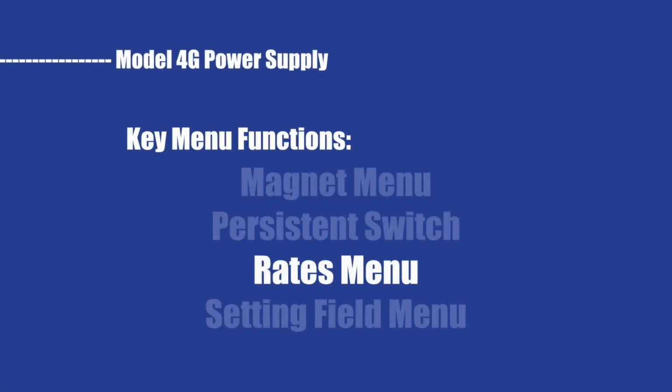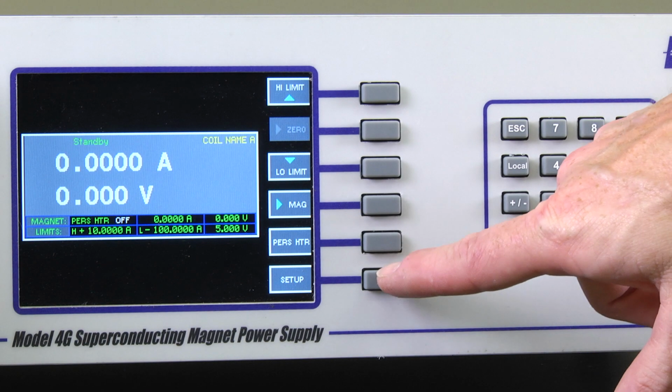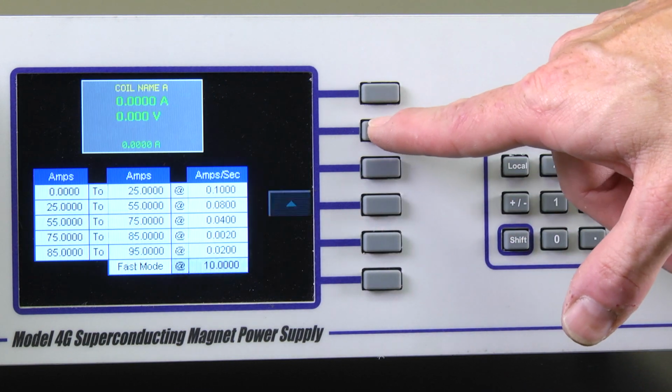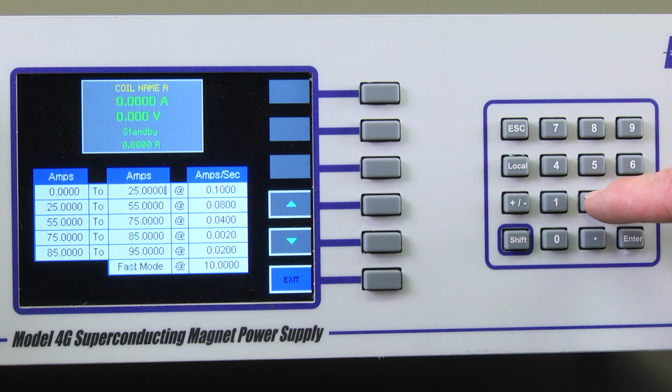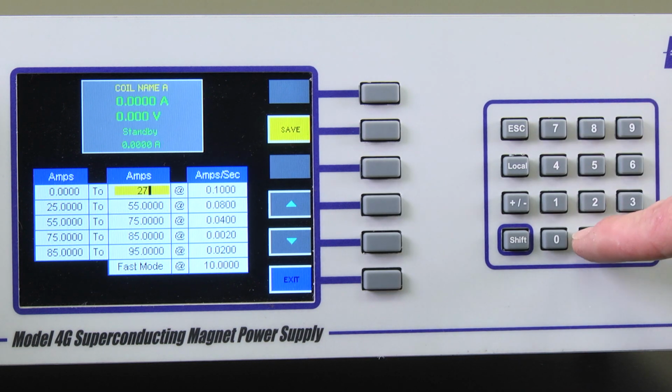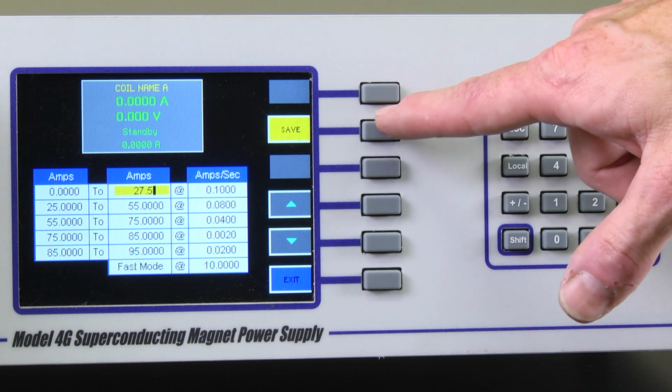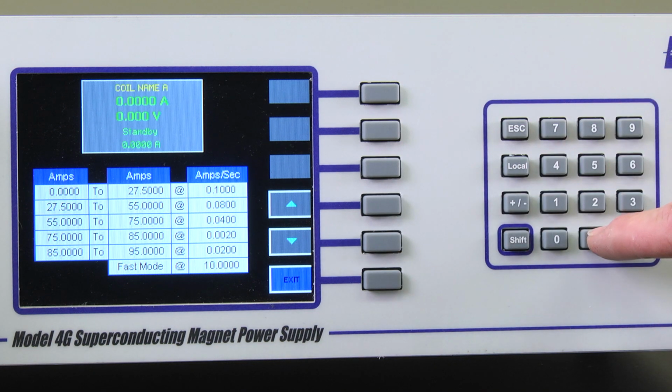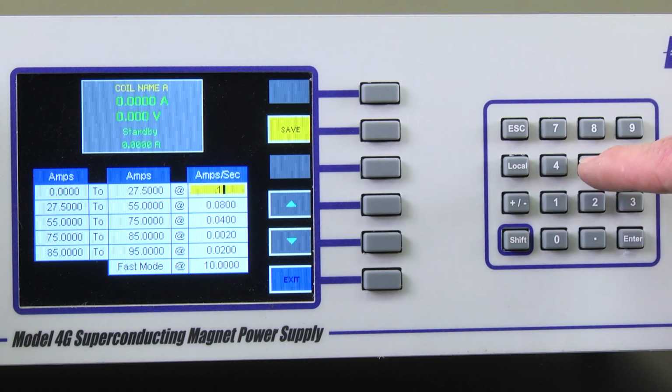Rates menu. Next in the Rates menu, up to 5 separate ramp rates can be defined. Scroll to the parameter of interest, then enter a value through the numeric keypad and select Save to store the values. To avoid a quench, be sure not to exceed the operating limits for your magnet.